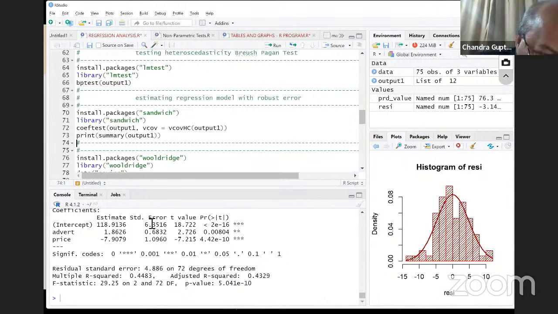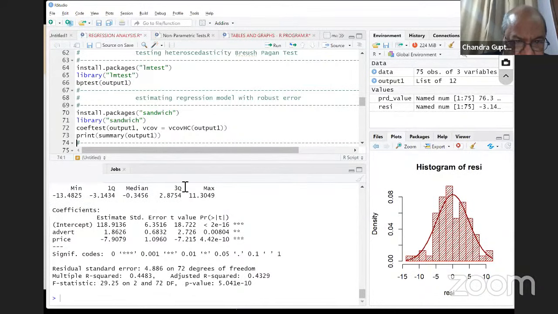The standard errors which you get now, I can show you. Summary.